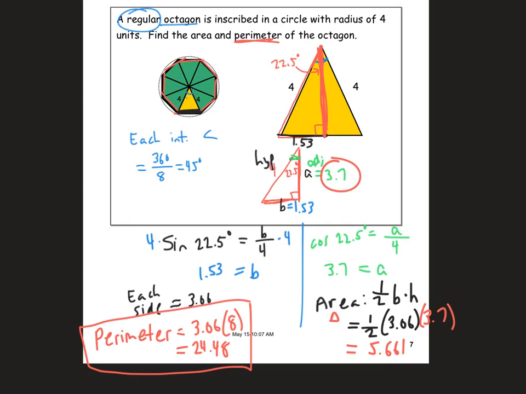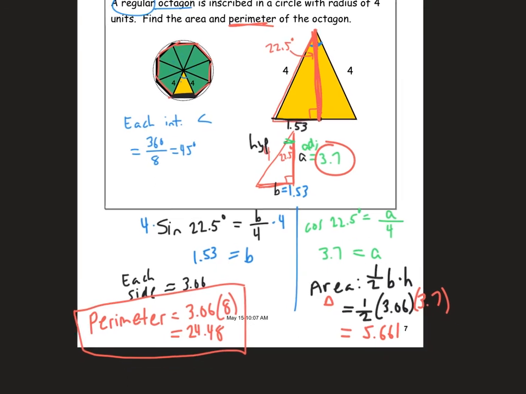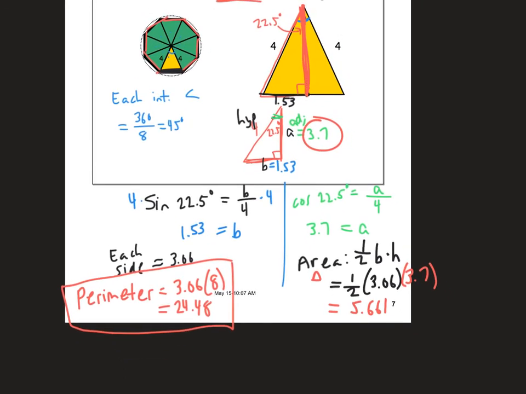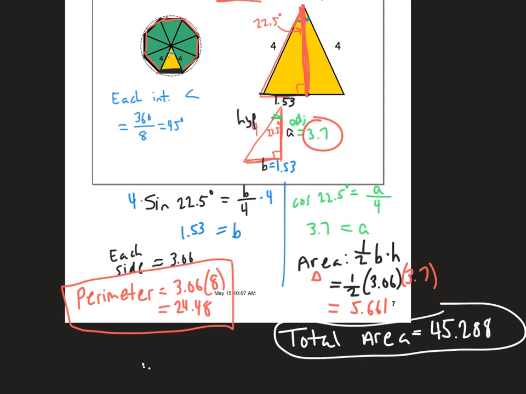Since this was an octagon, the total area is that number times 8. We take the 5.661 and multiply by 8, because there were 8 triangles. Total area is just over 45, around 45.288.